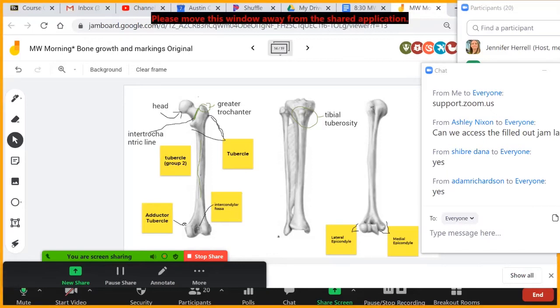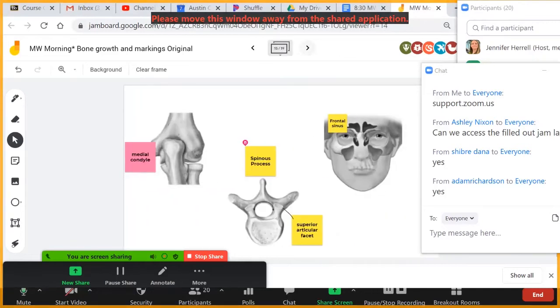These big round prominences, this is on your knee. This is the bone above your knee. Those are called condyles right there. There's a lateral and a medial condyle, which means outside and inside. There's one, okay.